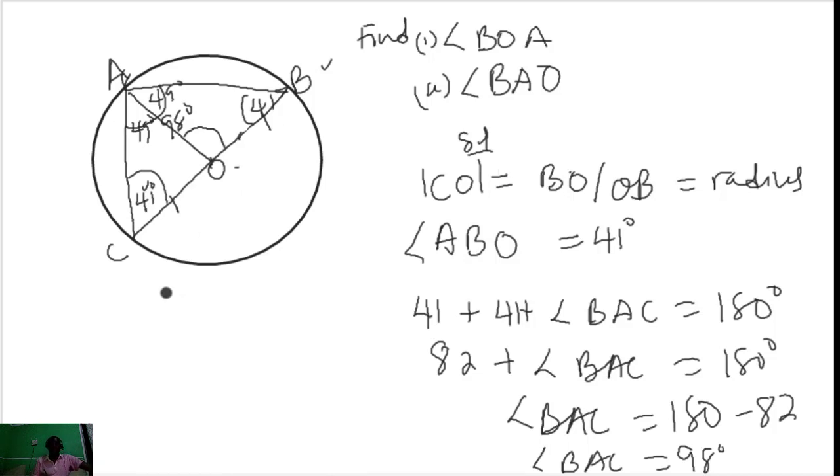Okay, then we take the second part of the question. It said we should find angle BAO. So BAO will give us 49 degrees. Good.